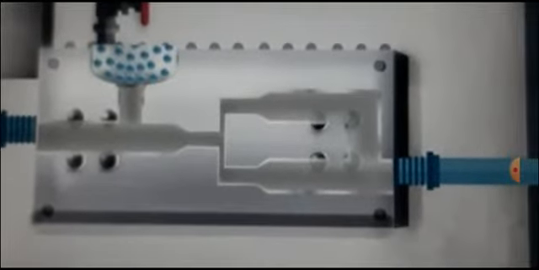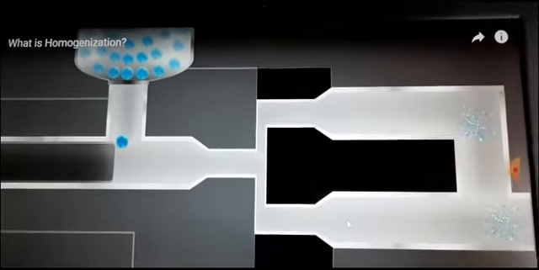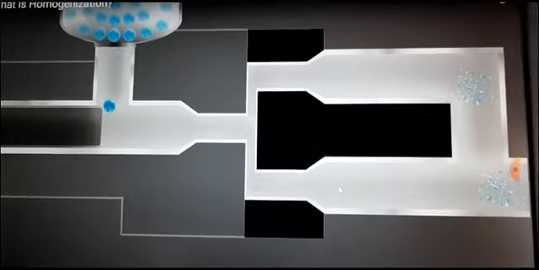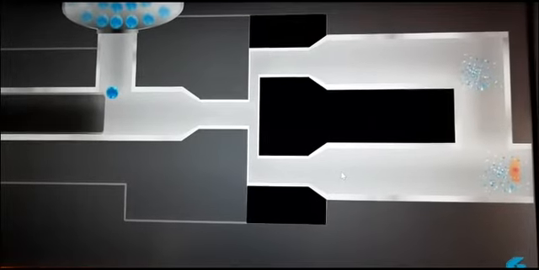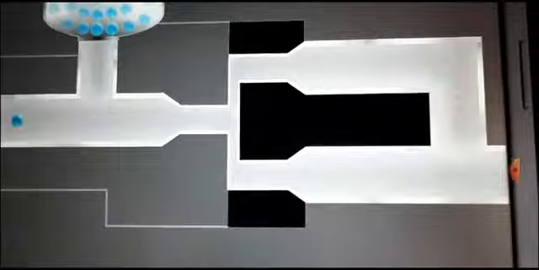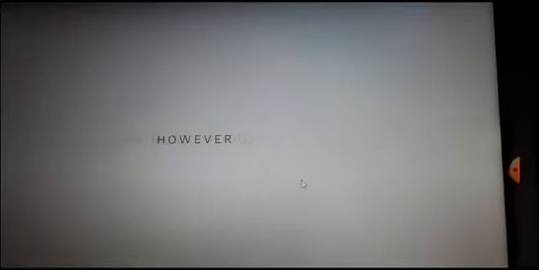So this is how the cells are broken, like this. Microbial cells are coming out and they are broken down. They are bombarded onto the wall, and that is how the homogenizer works.